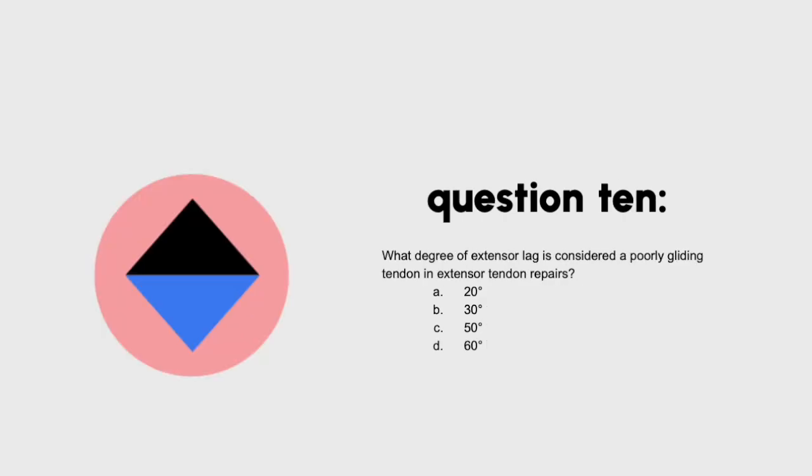Question 10. What degree of extensor lag is considered a poorly gliding tendon in extensor tendon repairs? A. 20 degrees. B. 30 degrees. C. 50 degrees. D. 60 degrees.